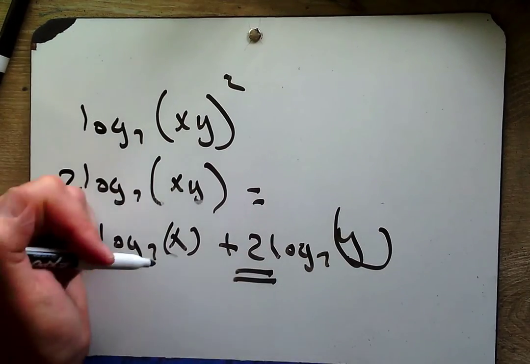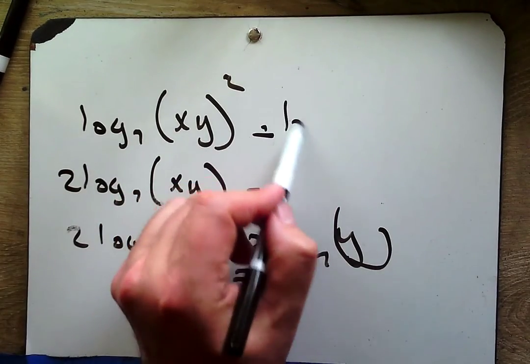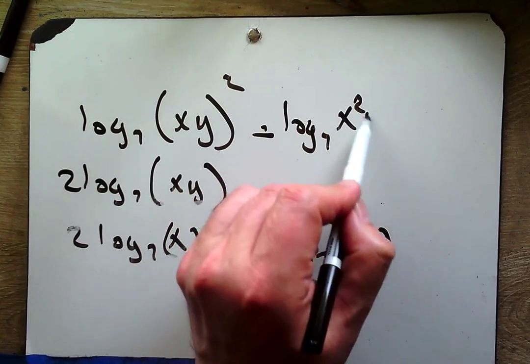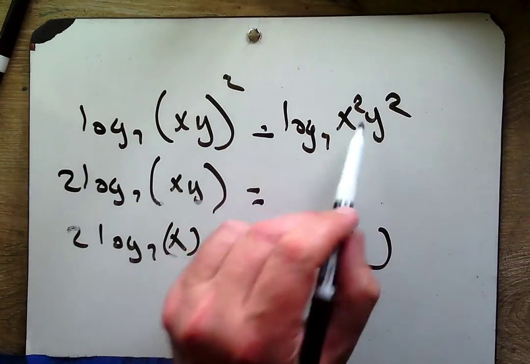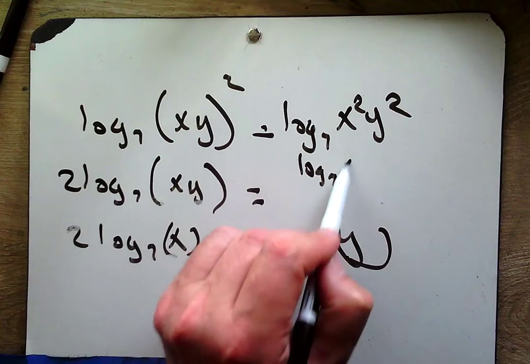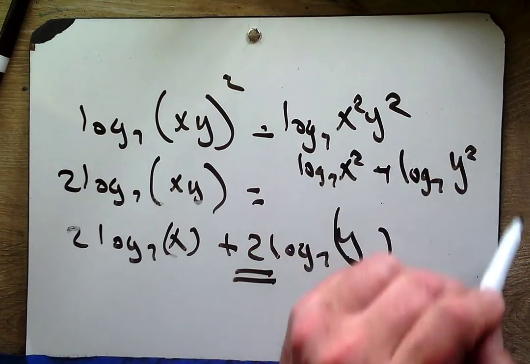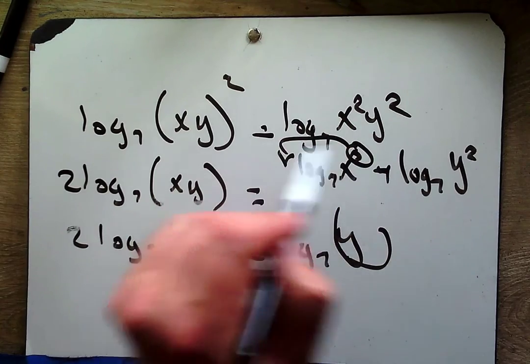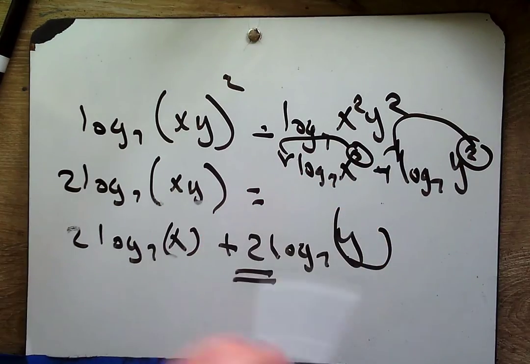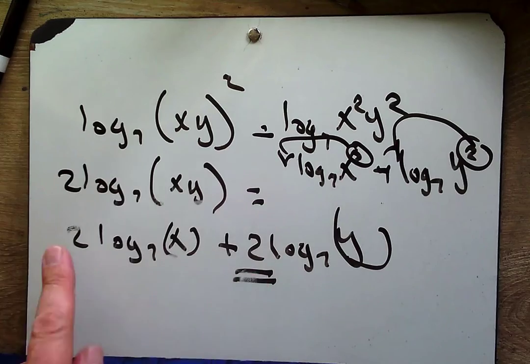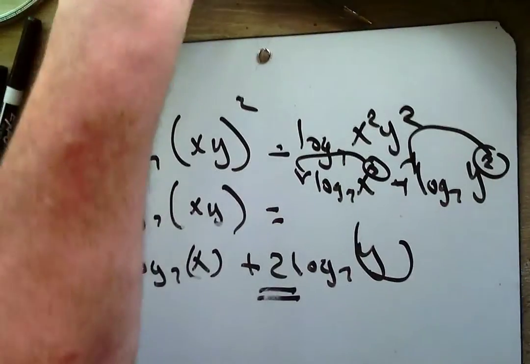And we know it has to because this could also be written as log base 7 of x squared y squared. And when we split this up to log base 7 of x squared plus log base 7 of y squared, we would say, oh, let's use the power rule on both of these. So we've got to have a 2 out here as well as here. Okay.